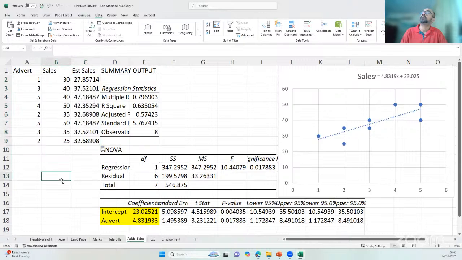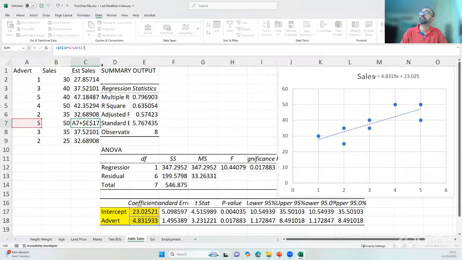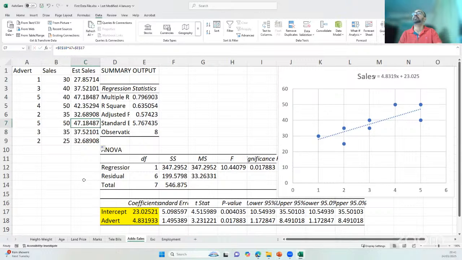Okay, I have got these values. If I click here, you can see relatively these values are changed because I did not put a dollar sign there, but these two figures have not changed. Okay, they are the same. So that is the estimated value.